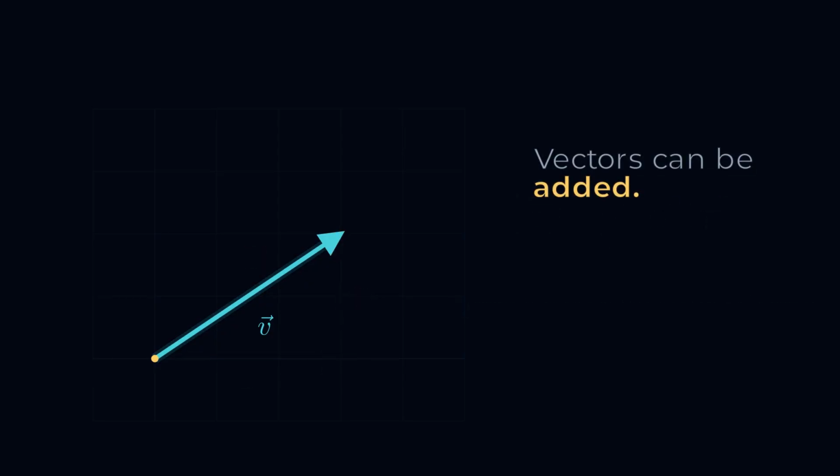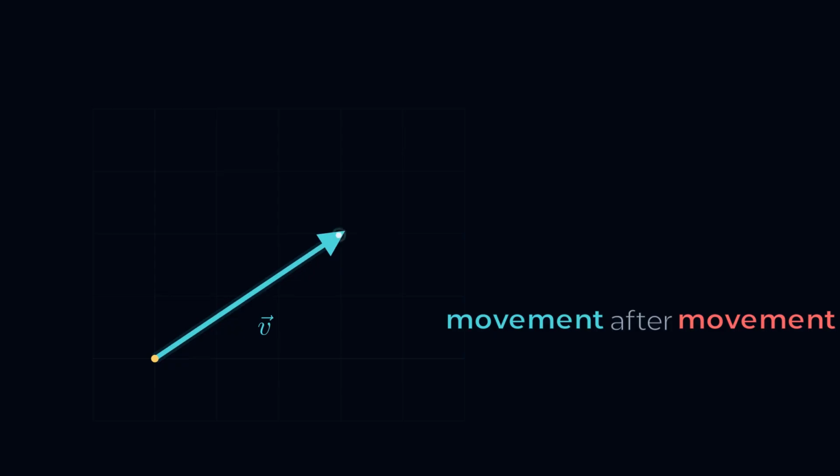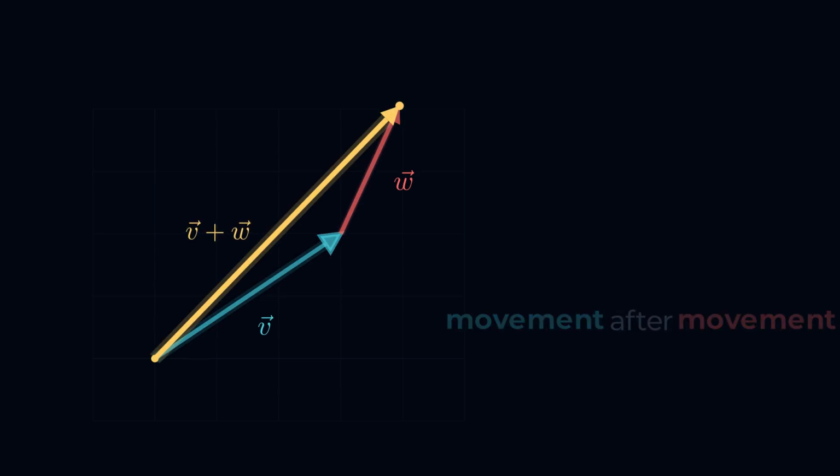Vectors can also be added, but addition does not mean stacking symbols. It means doing one movement, then another. First move by v. Then from the new place move by w. The total movement is the single arrow from the original start to the final end.